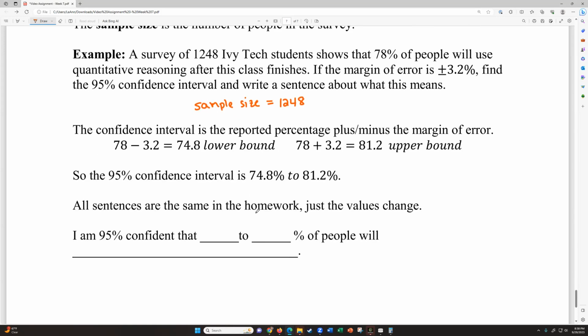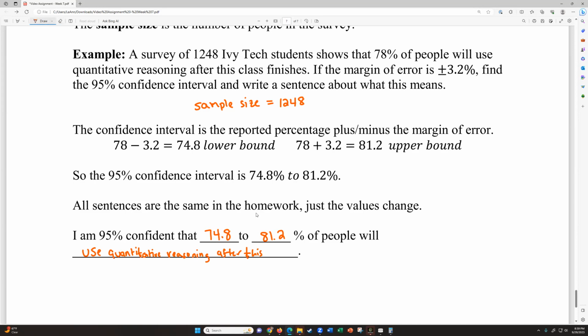So the sentence that we're going to be doing is pretty much the same format for the whole thing. It's, I'm 95% confident that we would have had our lower bound to our upper bound percent of people will, and then we talk about what we were studying. Use quantitative reasoning after this class. Okay, so that's it. It's pretty simple. I just can't write and talk after this class, not this school.